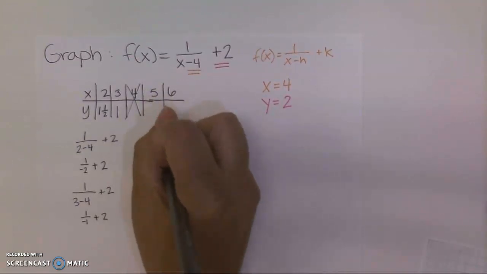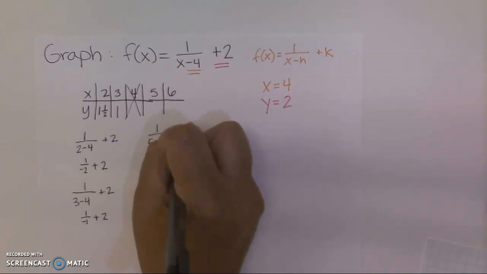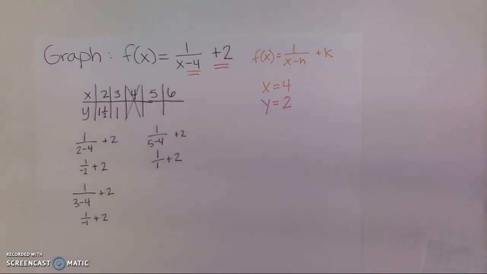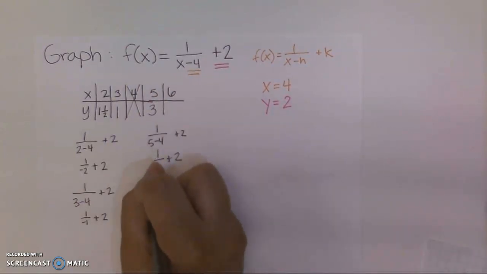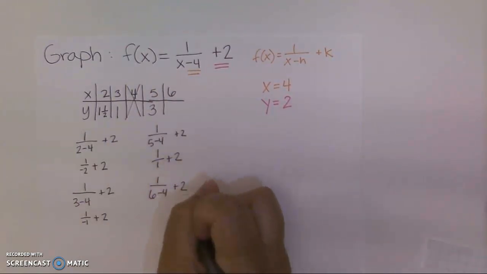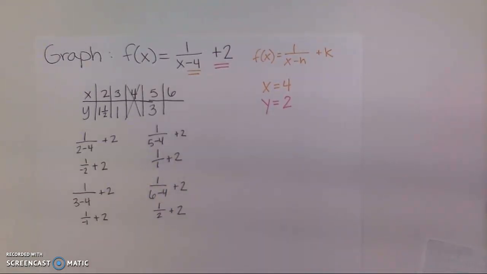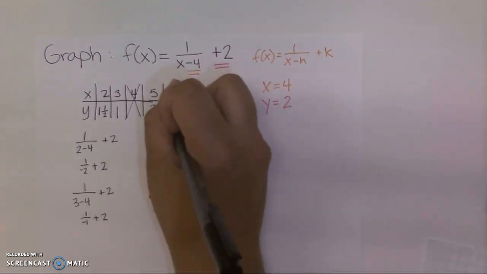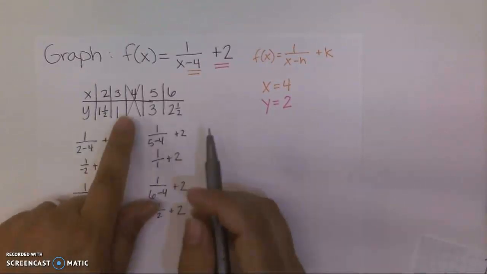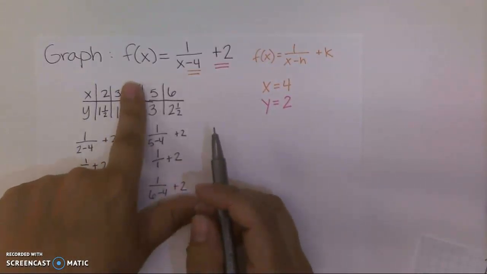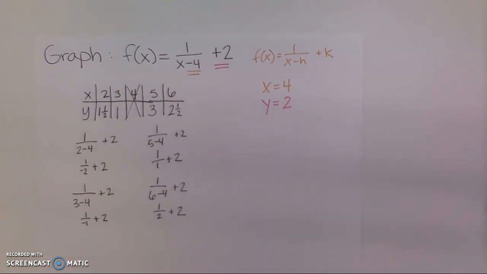So now I'm going to do 1 over 5 minus 4 plus 2. That would just be 1 over 1 plus 2. So 1 plus 2 is 3. And then I've got 1 over 6 minus 4 plus 2, which is 1 over 2 plus 2. So I'm doing 2 plus 1/2, which is 2.5. Okay, so this 4 is kind of the break in the curve. These 2 points are going to be in one curve. These 2 points are going to be in the other curve.